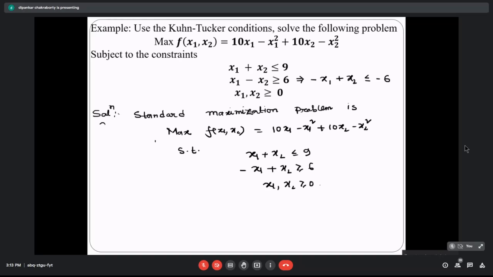x1, x2 greater than or equal to 0. Okay to you? So now we have already checked that. I am not repeating the same thing. First we need to check what? Whether the objective function is, right?